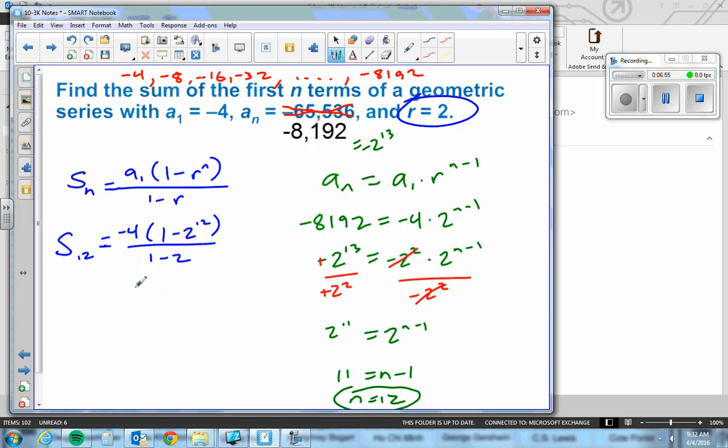Yeah, so this becomes 1 minus 4096. Minus -4. The denominator is -1 because 1 minus 2 is -1. That cancels, making it a positive. So all you need to do is figure out what 4 times that is, but anyway, figure out that product and you'll have it. Turns out to be negative.